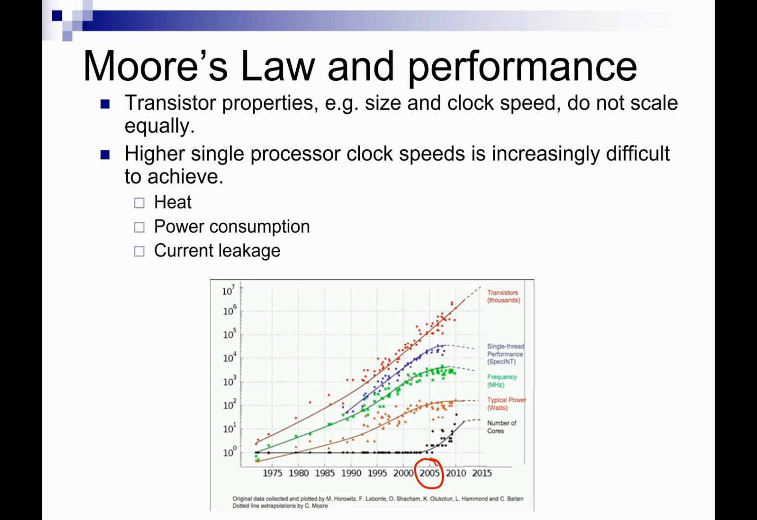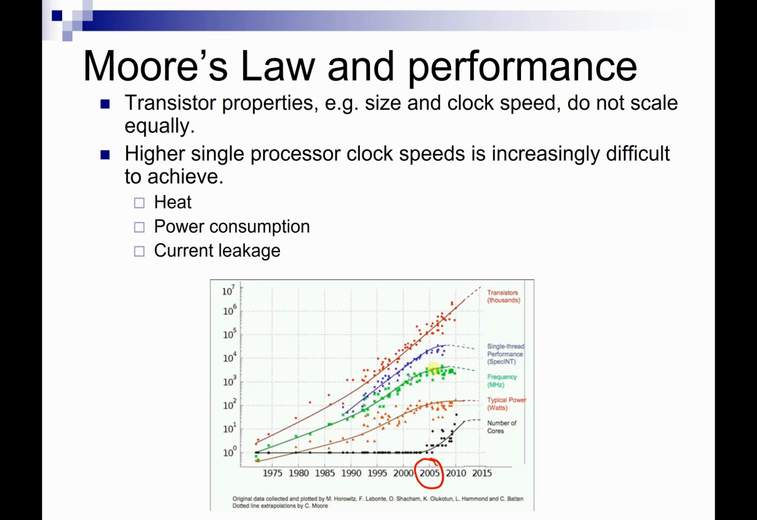Well, you see that at around the same time that the green line flatlined, this black line over here picked up. Now, this black line here is the number of cores that we have on a processor. A core is the basic computational unit that we have. It's the thing that does all the computation, and a processor would consist of multiple cores.